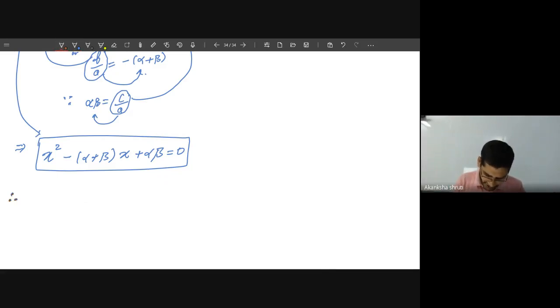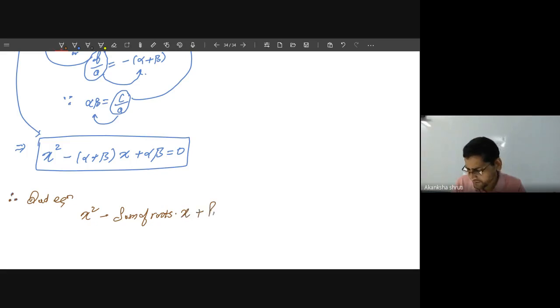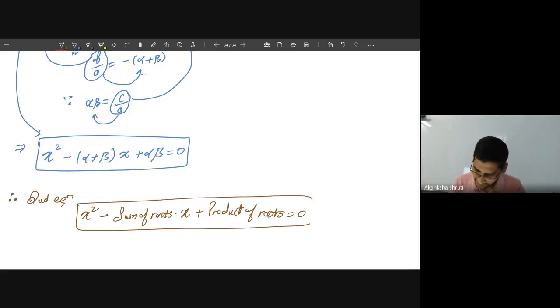Therefore, what can I write? I can write the quadratic equation as x square minus of sum of roots into x plus product of roots, and that is equated to 0. Okay, student? So this is all. Now how the question is framed, let us see.